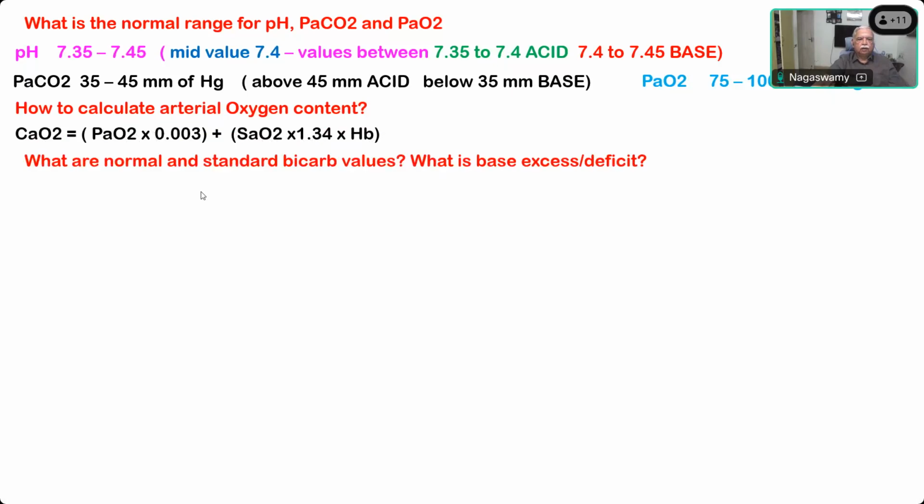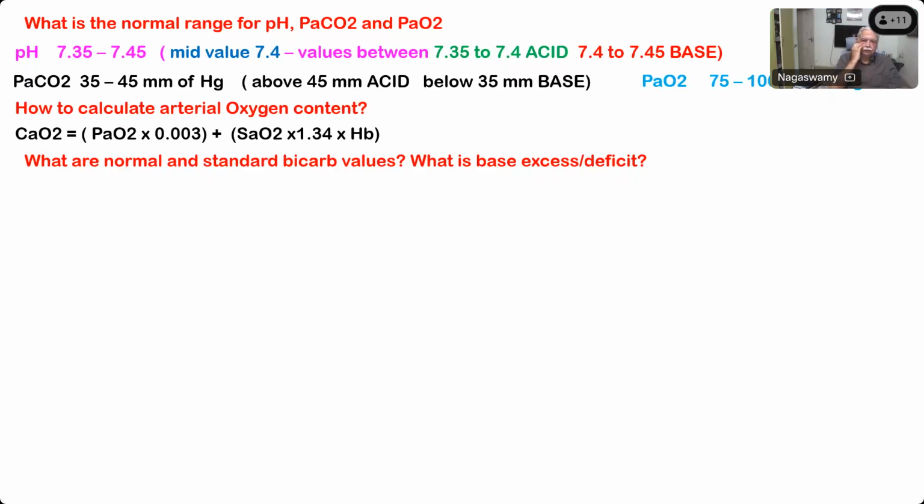What are the normal and standard bicarb values? What is the base excess or deficit? What is the difference between normal bicarb and standard bicarb? Many ABG reports will give these two values. One will say bicarb, and below that it will give STD bicarb.